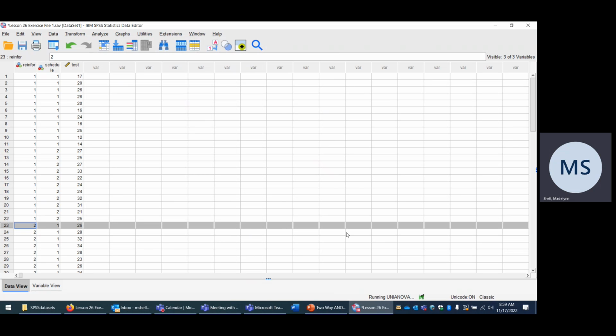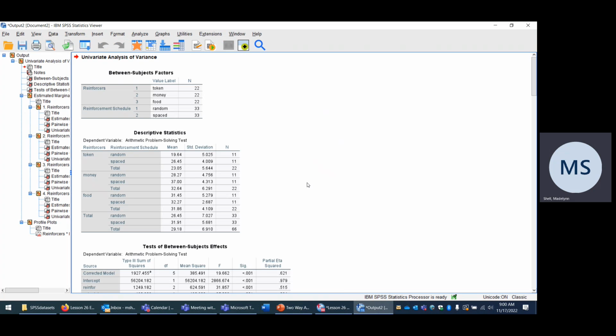And we're going to give it a second to run. Okay, here we go. It's being pokey. Okay, so here we can see we've got our setup. We've got our reinforcers as 1 independent variable. The levels are token, money, and food. And then our reinforcement schedule, the levels are random and spaced.